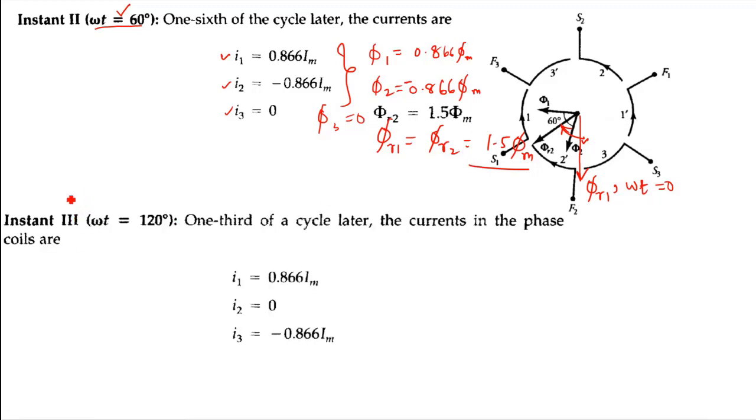Now let us consider another instant, that is instant 3, where your omega t is equal to 120 degree.